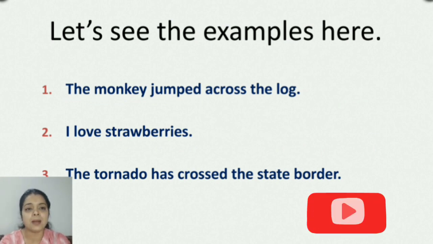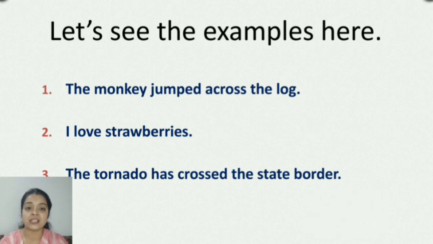The monkey jumped across a log. I love strawberries. The tornado has crossed the state border. Here we need to identify what and who and whom. So let's see the first sentence. The monkey jumped across a log. What is the subject over here?